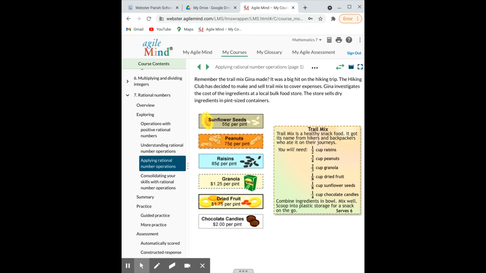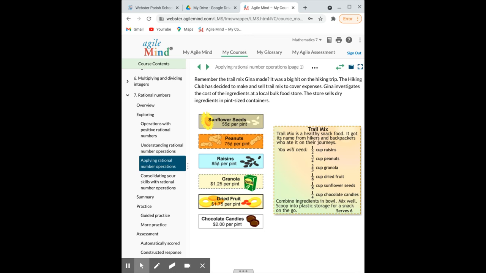So to get today started, we're going to start with some opening questions. I want you to think of a time when you went to the grocery store, and think about how items were being sold. I'm looking for some examples of items that are sold by weight, volume, and by piece. So what's normally sold by weight when you're at the grocery store, like at Walmart or Brookshire's? Fruits and vegetables. Yeah, fruits and vegetables.